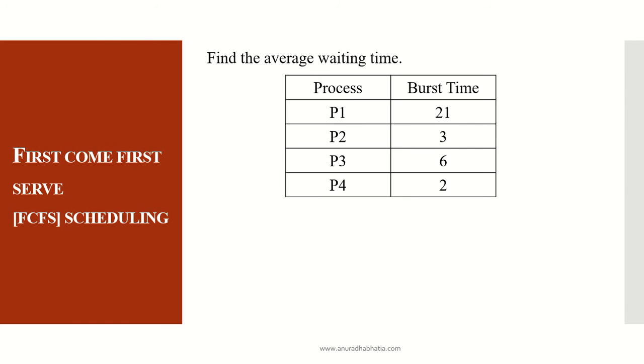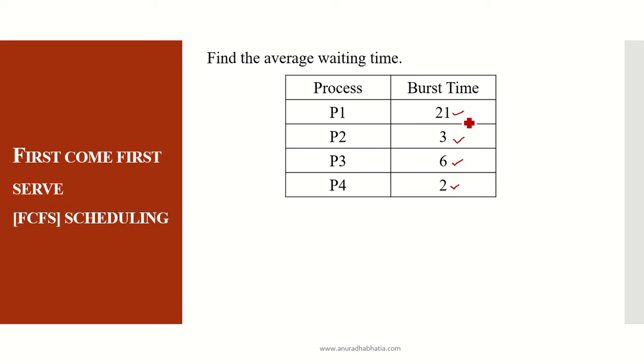Now let's see by solving a problem. Find the average waiting time for the processes which are given. We have process P1 with a burst time of 21, process P2 with a burst time of 3, process P3 with a burst time of 6 and process P4 with a burst time of 2. We have mentioned the convoy effect. We say when the burst time of any particular process is very high, it leads to the convoy effect. This is how the effect comes into the picture.